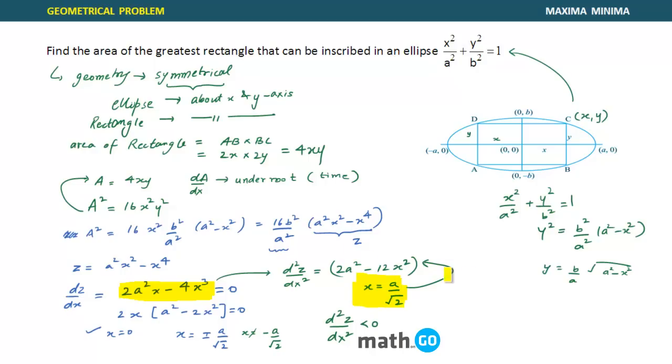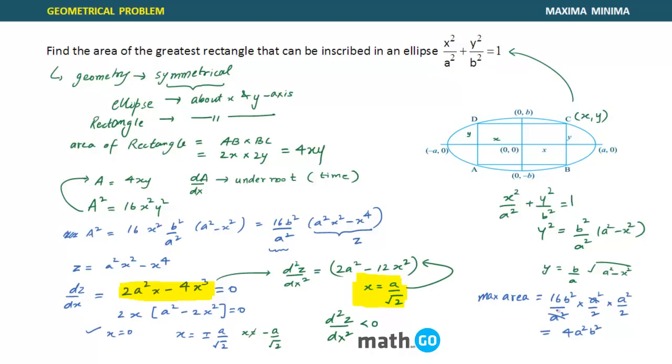So this is the maximum that you will obtain, and since you have got the value of x for which maximum area will be obtained, what is the maximum area that you will find? Just replace this particular value over here. So that will be 16b square by a square into x square. X square is nothing but a square by 2, into a square minus x square, that will again give you a square minus a square by 2, which will be again a square by 2. So if you calculate, this comes out to be 4a square b square, right?